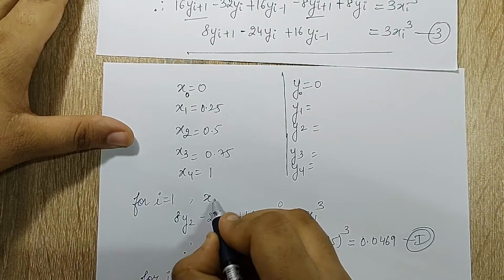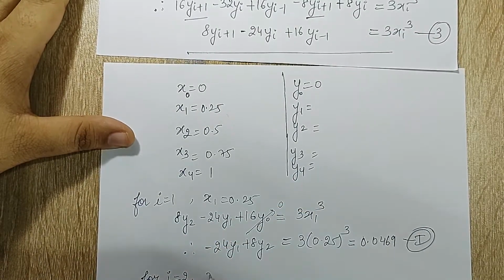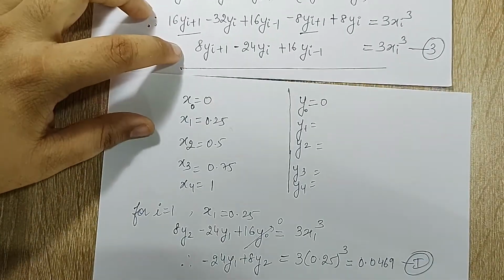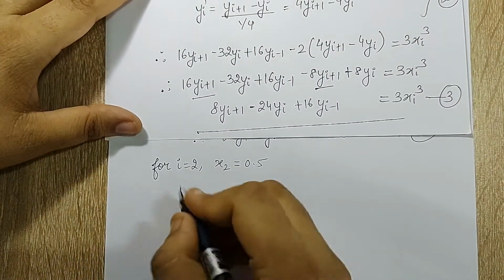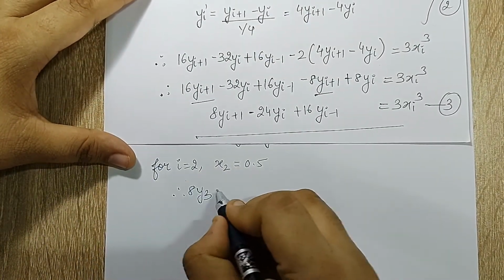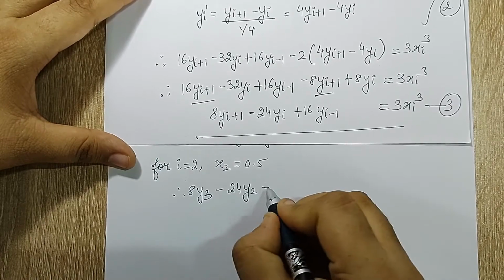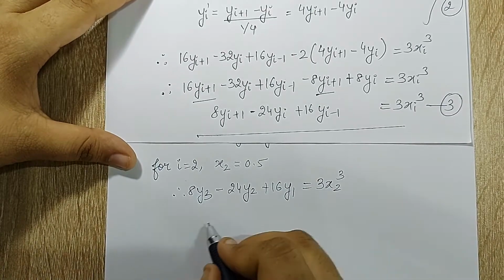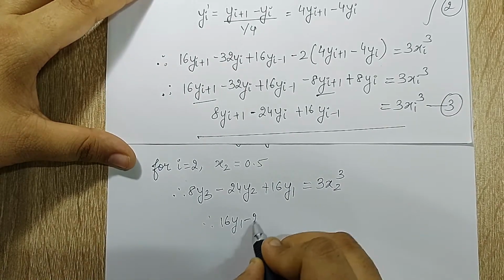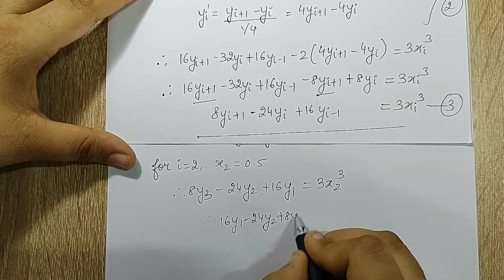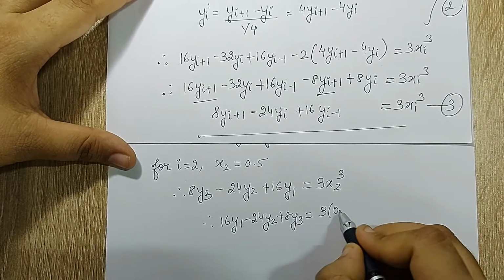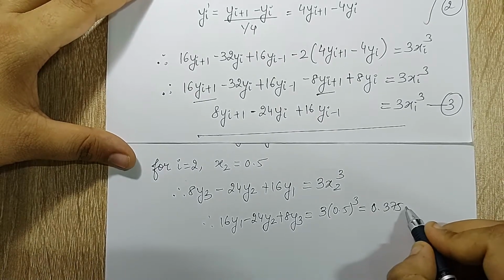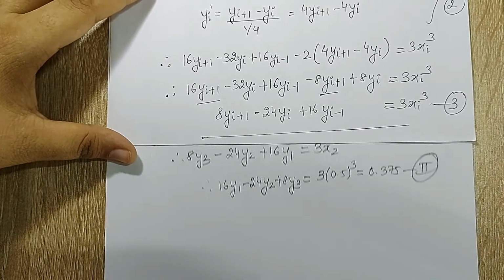If you want, you can also write here x1 is equal to 0.25. Here I'll definitely get x2, it is 0.5. So when I substitute in this equation, I'll get, therefore, 8y3 minus 24y2 plus 16y1 is equal to 3x2 cube. So this is 16y1 minus 24y2 plus 8y3 is equal to 3 into 0.5 cube. This becomes 0.375. I mark this as equation 2.